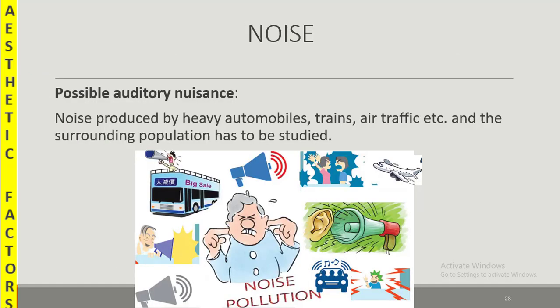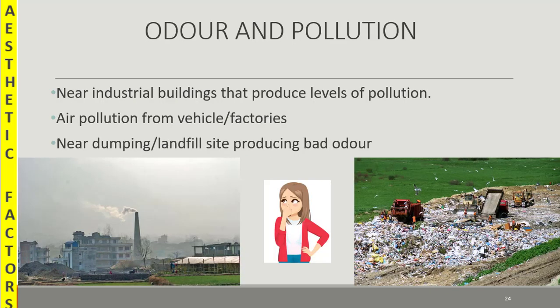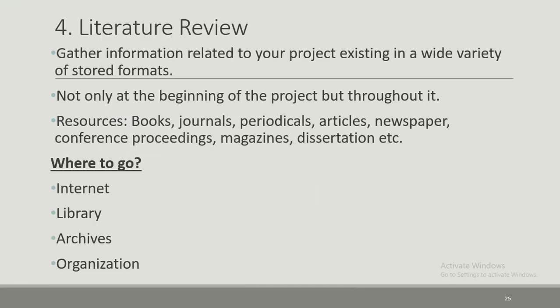Possible auditory nuisance produced by heavy automobiles, trains, air traffic, etc., and the surrounding population has to be studied. If the site is located near industrial buildings that produce pollution, or exposed to air pollution from vehicles or factories, or near a dumping or landfill site producing bad odor, all should be noted to find the remedy in the design phase. Now the next process in design is literature review.